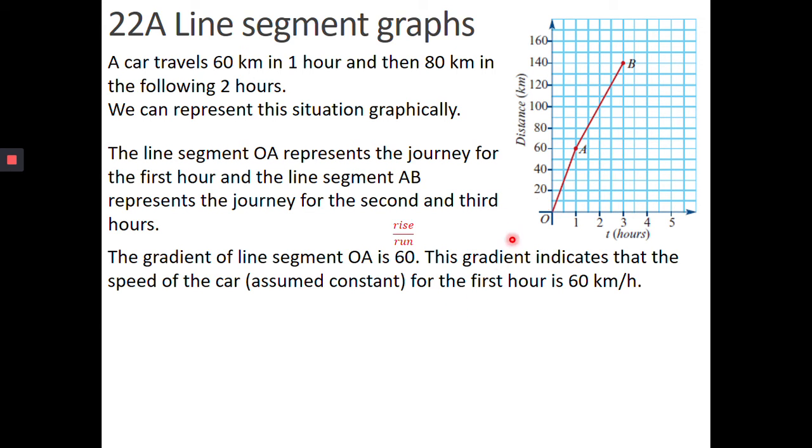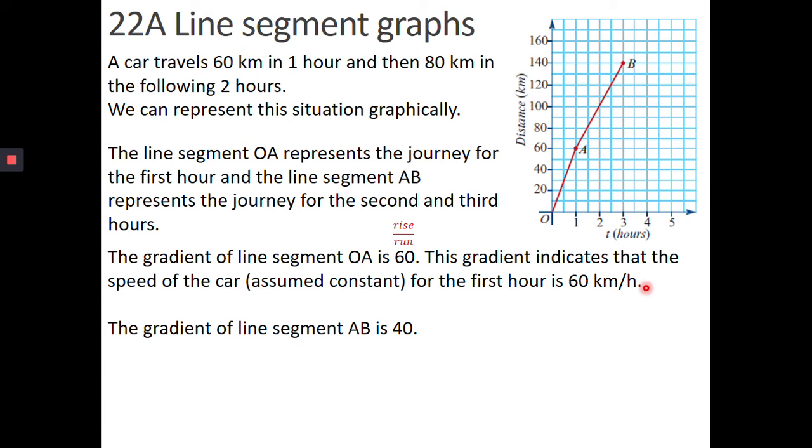The gradient of the line section OA is 60. So that's because if we do the rise, 60, over the run, 1, 60 over 1 is 60. And because these are measured in kilometers and these are measured in hours, it's 60 kilometers per hour. And that's how you write 60 kilometers per hour. I'm sure you know that.